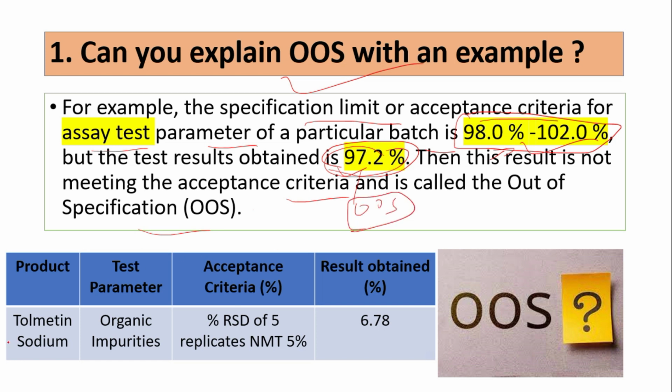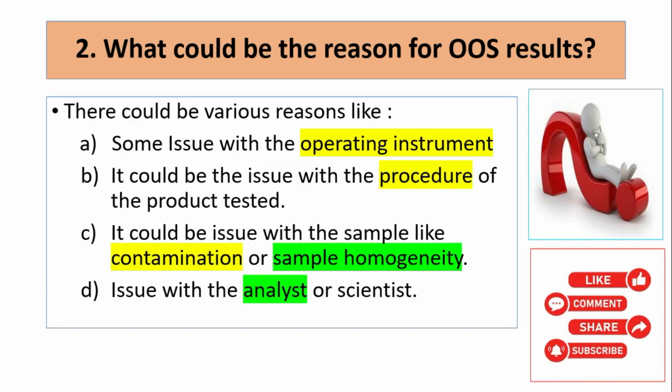Then consider another example, tolmetin sodium for the organic impurities test parameter. Say the acceptance criteria is not more than 5%, and the result we have obtained is 6.78%, right? Then it is failing our criteria, so it is OOS.